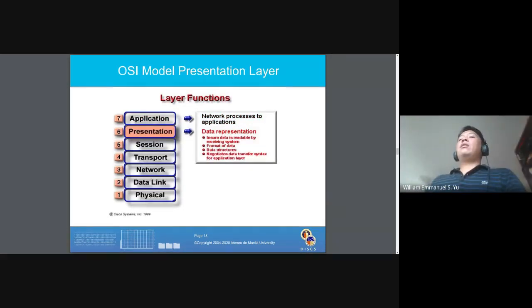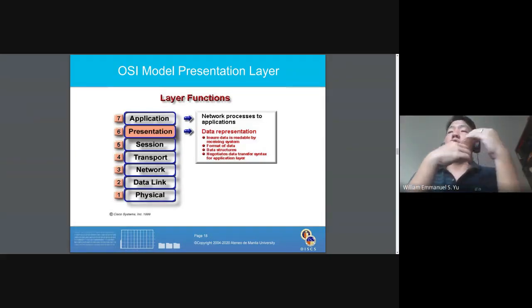The application layer is responsible for interacting with the user and the application itself. Now, after we talk about the specific application, all the information and all the data has to be represented in a certain way. So there's what we call the presentation layer, which is responsible for something called data representation. For example, is the data an image?